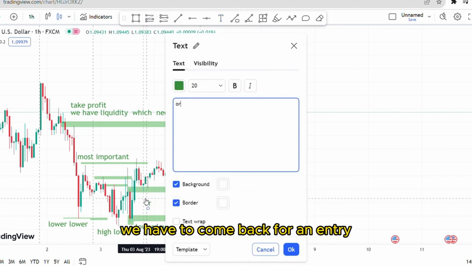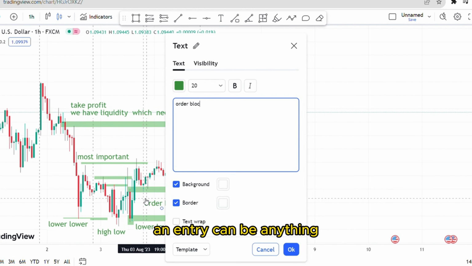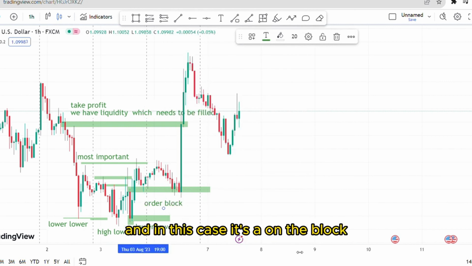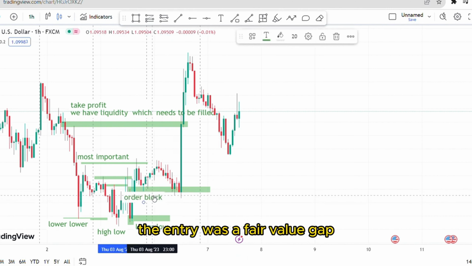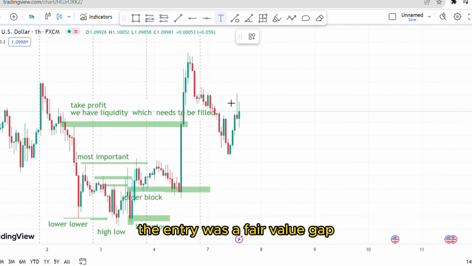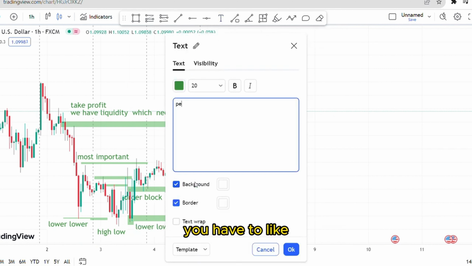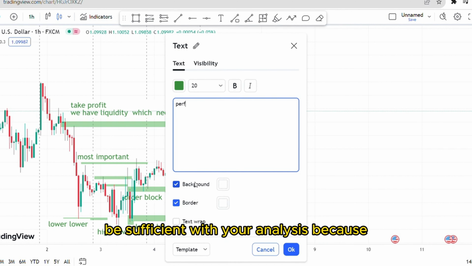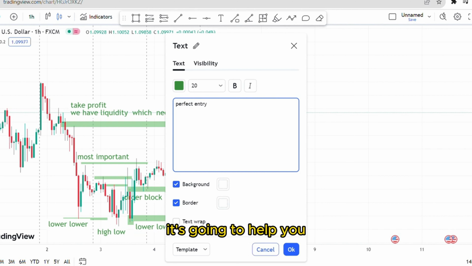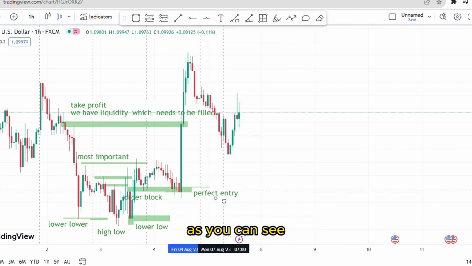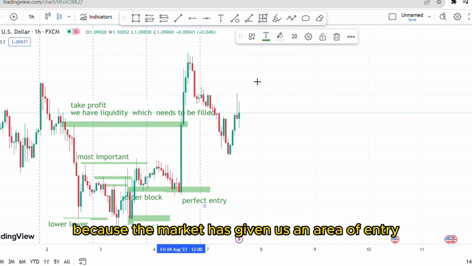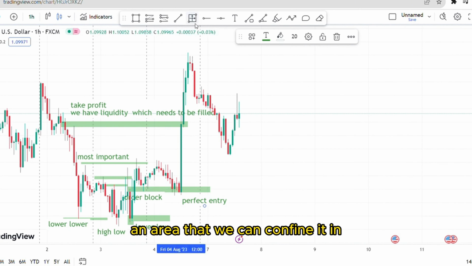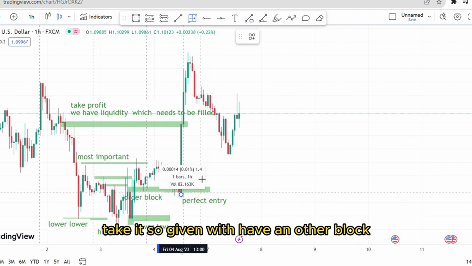And remember, an entry can be anything, and in this case it's an order block. There was a previous video that I did where the entry was a fair value gap. So for you to know these things, you have to be proficient with your analysis because it's going to help you. So with this order block, as you can see, it's a perfect entry because the market has given us an area of entry, an area that we can confine and take.